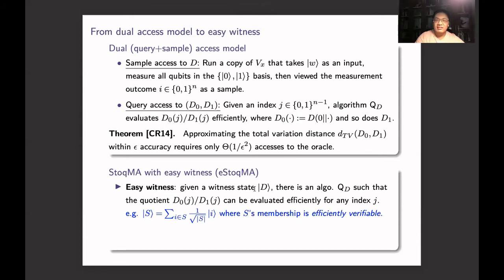For instance, consider a subset state where, for a subset S, membership is efficiently verifiable. Since in our definition we don't care about the cardinality, we only care about the quotient, such a state is exactly an easy witness.